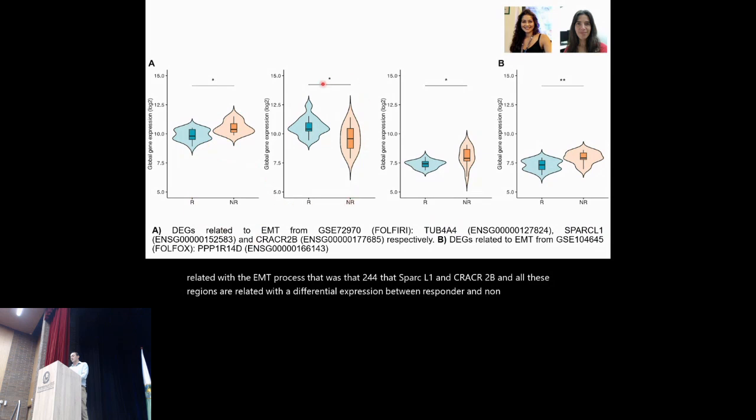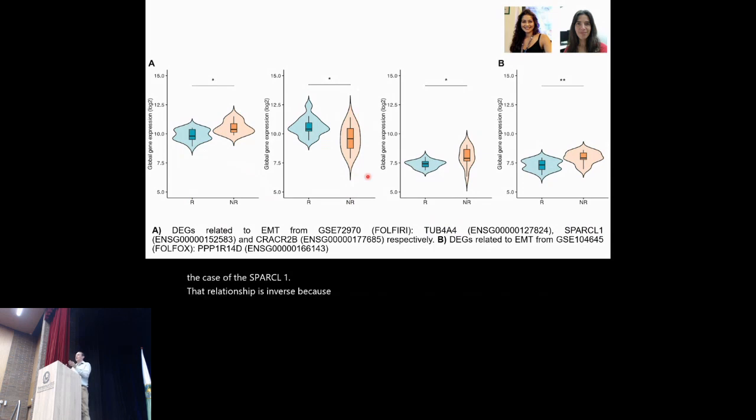In the case of PARCL1, the relationship is inverse because it's a gene related with modulation of the cell migration and invasion. So it is expected to find in non-responders a lower expression of this gene than in the responders. And in the other data set, we found that this gene, the PPP1R14D, was differentially expressed between non-responder and responder, and this gene is an EMT marker.